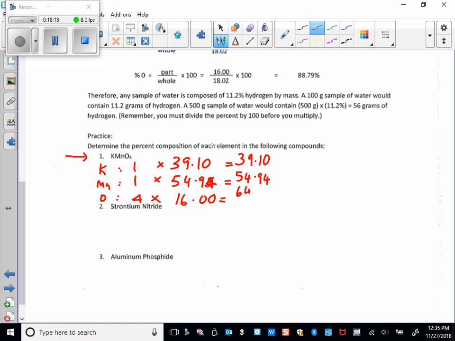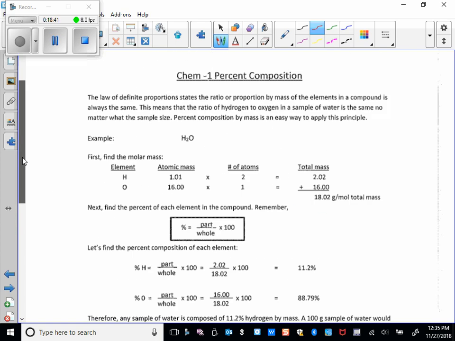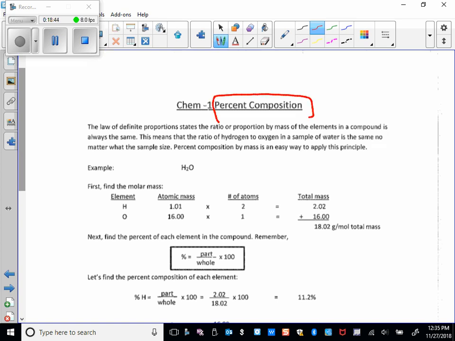What is 16 times 4? It is 64. Is that right? Has anybody added up the 3? Justin, what answer do you have? 158.04 grams per mole. Everybody good with the molar mass? But we are not going to do molar mass. What are we doing here? We are doing percent composition. What is percent composition? It's part by whole times 100. Is everybody good?